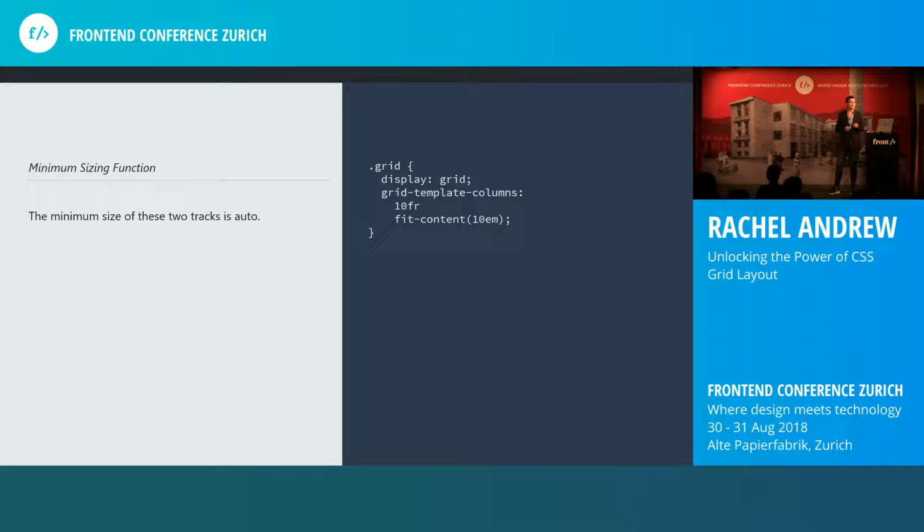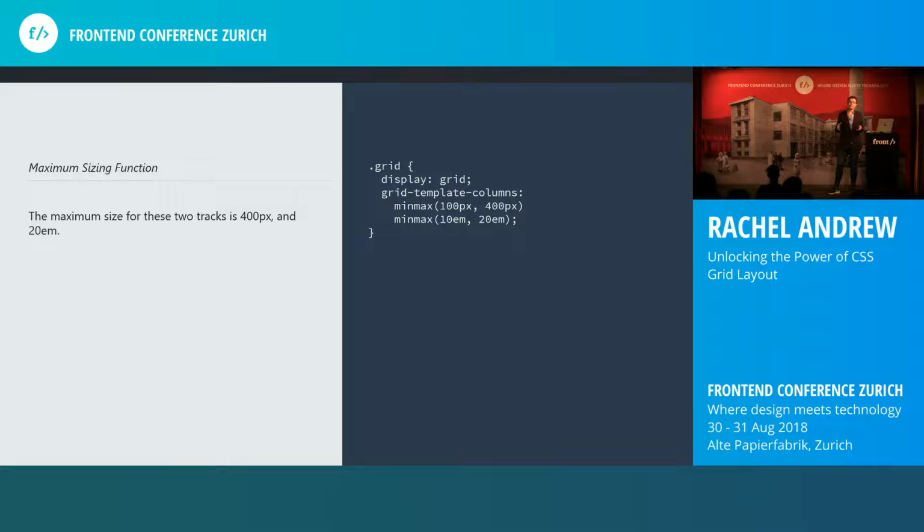Now, if you use FR units or fit-content, then the minimum size of that track is auto. Otherwise, you're using a length or a percentage, in which case the minimum sizing function is that length, or the percentage resolved to a length.